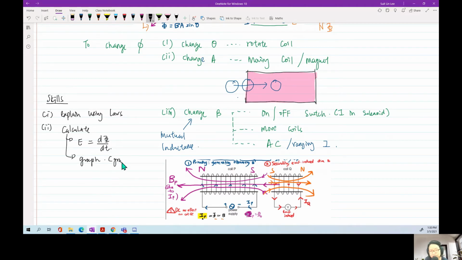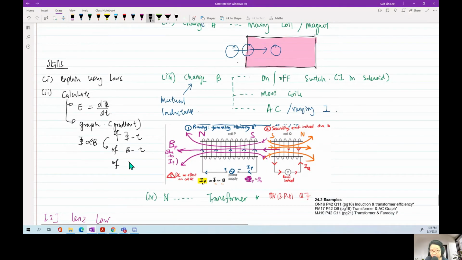Normally they will ask you to find the gradient of flux against time. It could be magnetic field against time. Why? Because flux is BA, so flux is proportional to magnetic field. Or it could be gradient of current against time. Why? Because magnetic field is proportional to current. Remember, in the very beginning of your magnetic field recap, I did mention that this is important, and this is proportional to this. So there is some form of calculation.